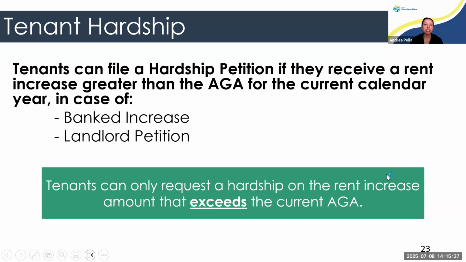Like it says here in the green box, this is important. Tenants can only request a hardship on the rent increase amount that exceeds the current AGA. So they can't petition to say, I can't have any rent increase, it has to be 0. They are still eligible for the AGA itself.